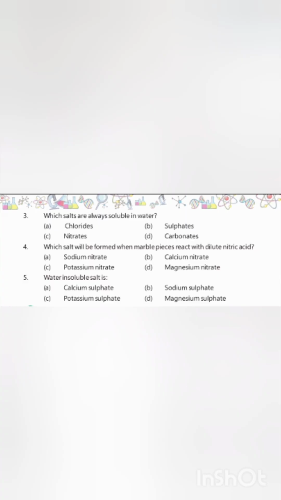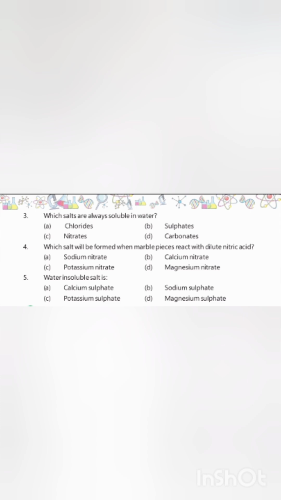The next, which salt will be formed when marble pieces react with dilute nitric acid? So the answer is calcium nitrate. Why? Marble is chemically calcium carbonate. When it reacts with nitric acid, it undergoes an acid-carbonate reaction to produce calcium nitrate salt, water and carbon dioxide gas.